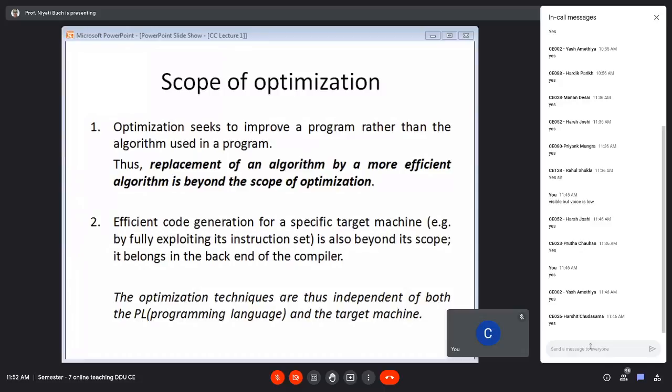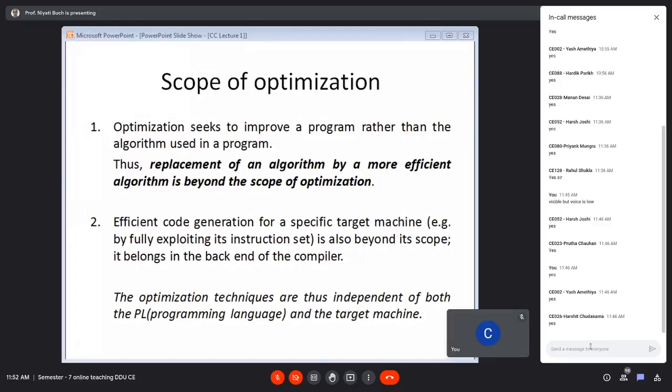The second thing is that efficient code generation for a specific target machine, by fully exploiting its instruction set, is also beyond the scope of the code optimization phase. That is taken care of by the code generation phase. Making it efficient for a specific target machine is not done in this phase. So the optimization techniques that we will be learning are going to be independent of the programming language as well as the target machine, and also the algorithm.